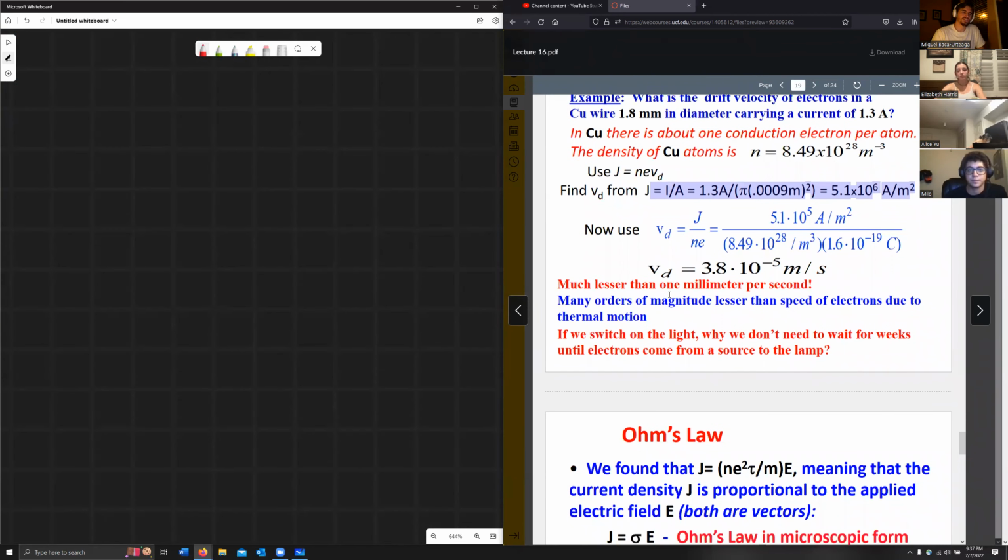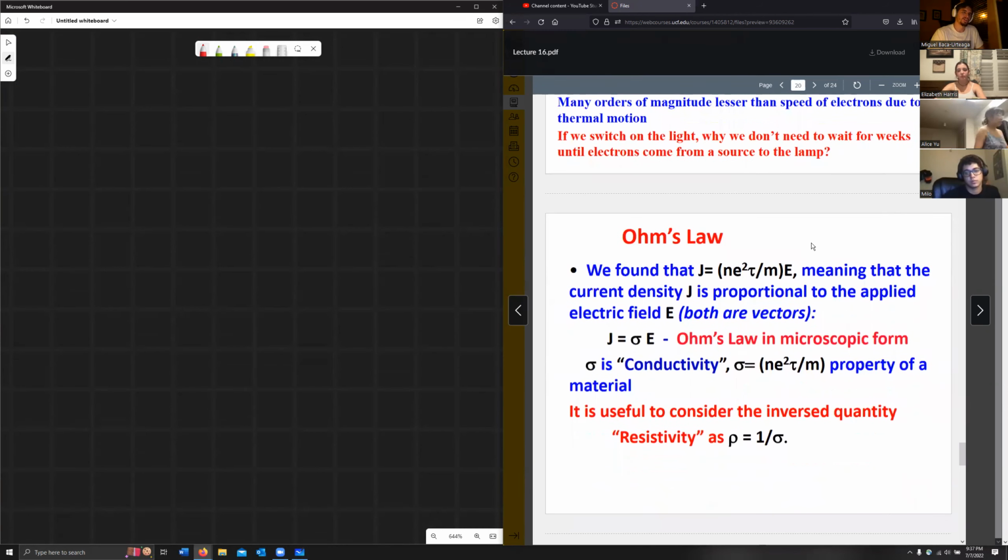Much less than 1 millimeter per second. Okay. Anyway, if we switch on the light, why don't we need to wait for weeks until electrons come from a source to the lamp?